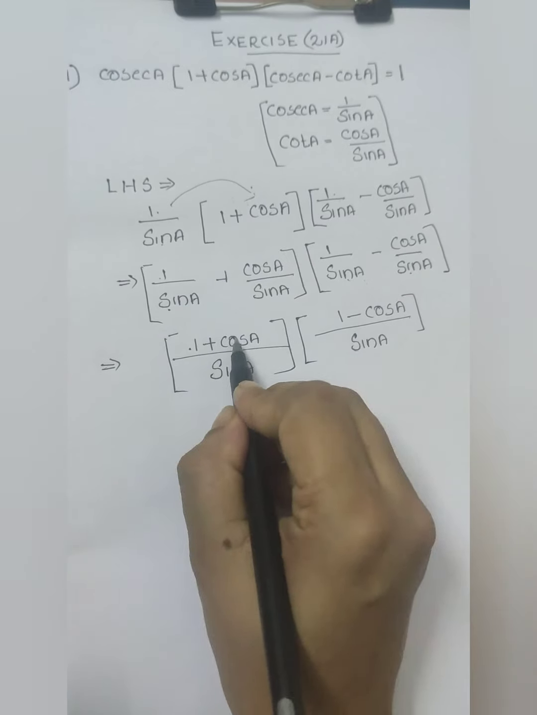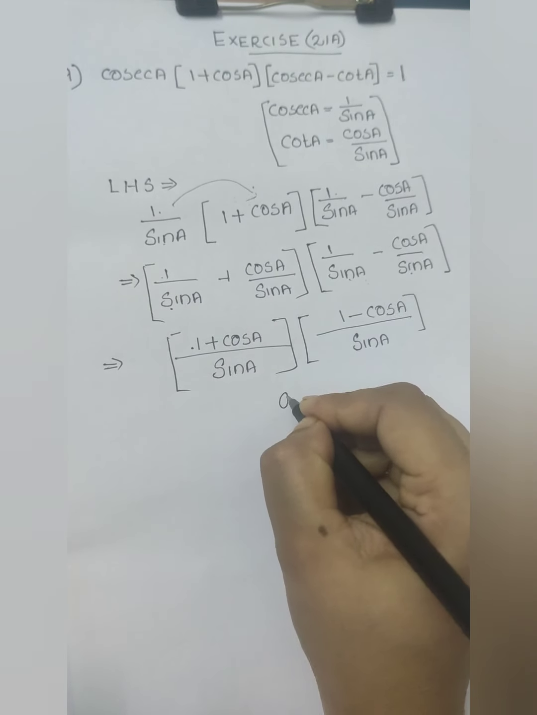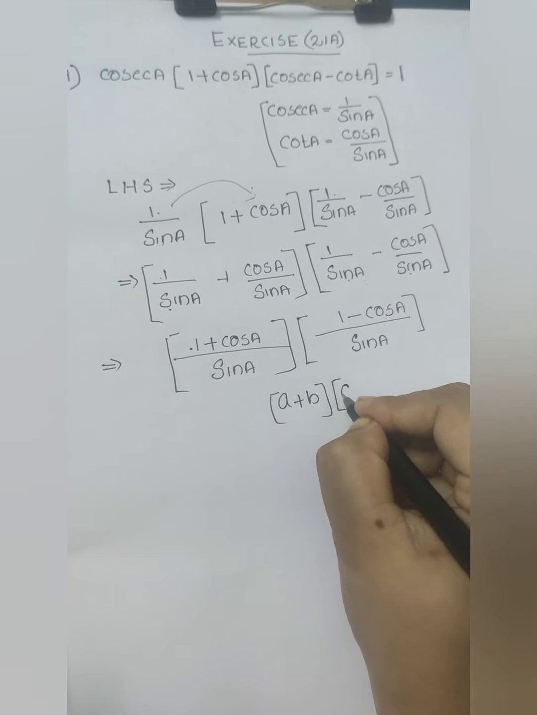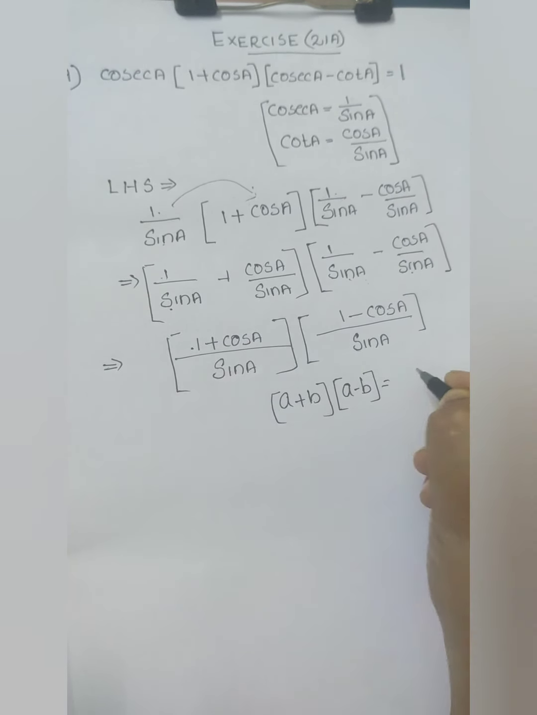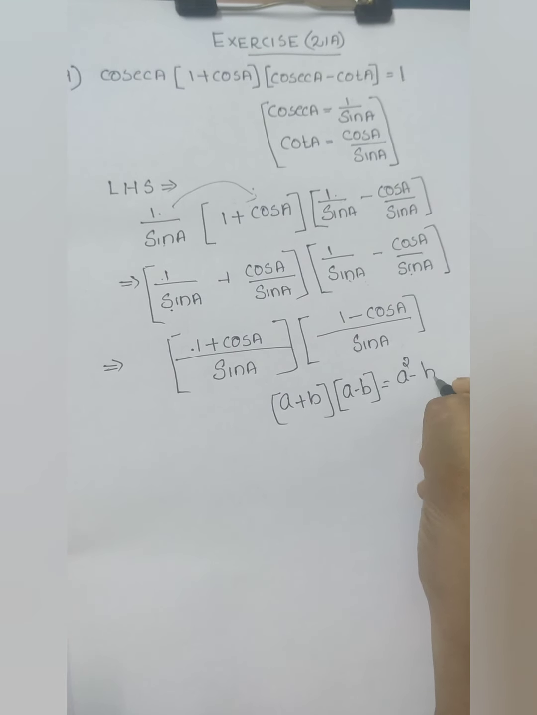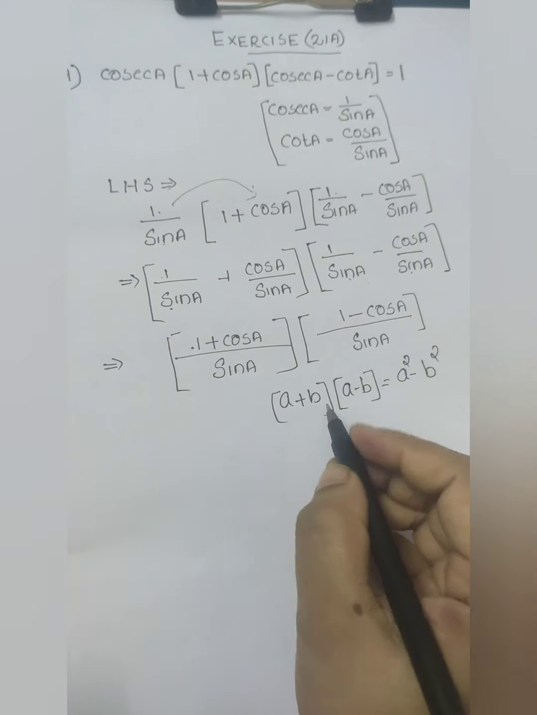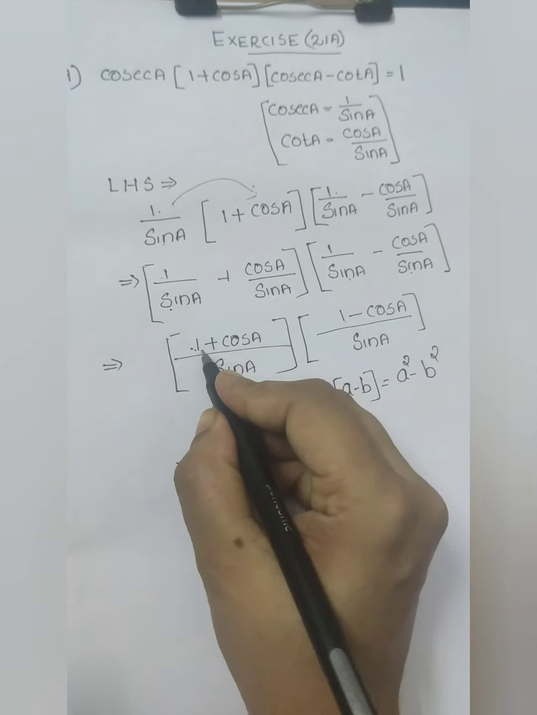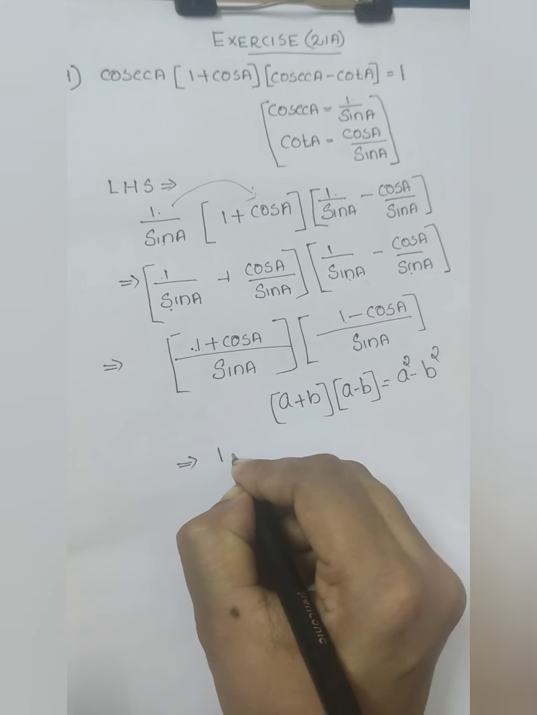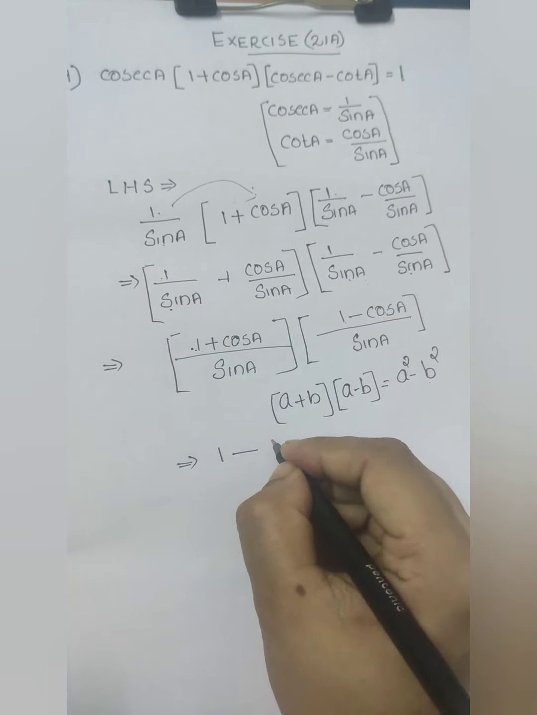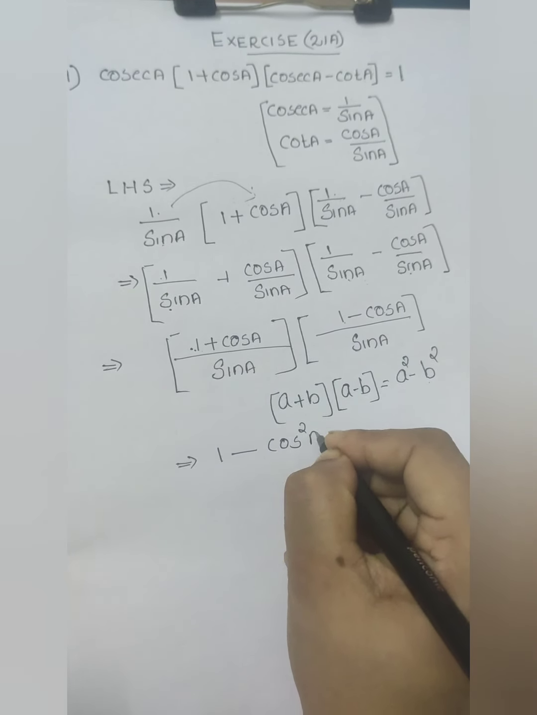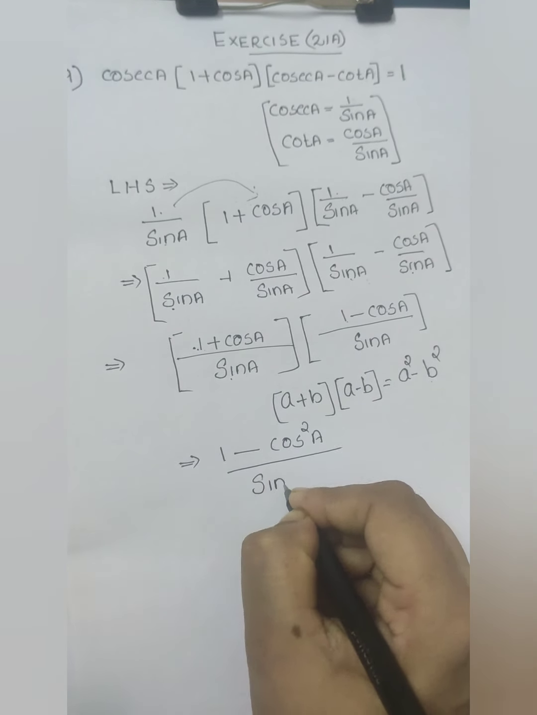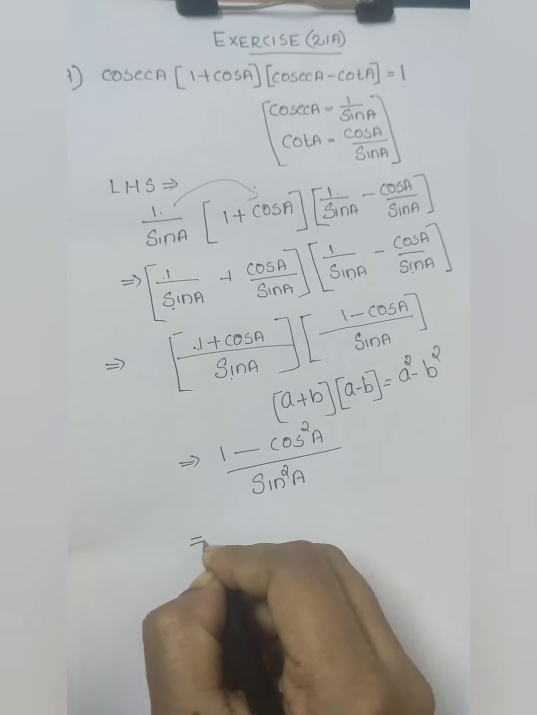This is also a plus b into a minus b. So we have a plus b into a minus b equal to a square minus b square. Then we will get a square, that is 1 square, that is 1, minus b square, that is cos square a, divided by sin a into sin a, that is sin square a.